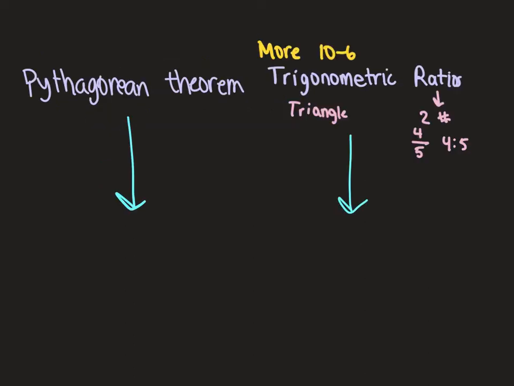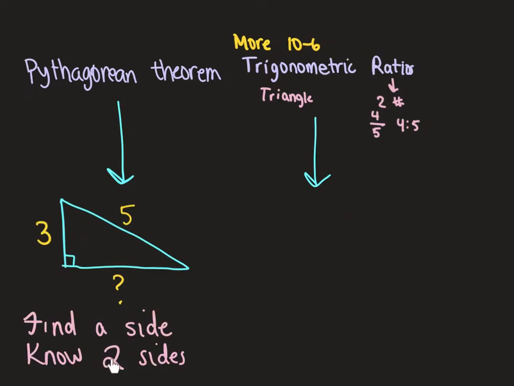All right, so let's think back to Pythagorean theorem. A squared plus b squared equals c squared. When am I going to use that? Well, I'm going to use it when I have a right triangle. And I'm going to use it when I know two sides. Maybe I know 3 and 4, but I don't know the third side. Or maybe I know 3 and 5, but I don't know this leg. So the Pythagorean theorem is going to help me find a side when I know two sides. We know two sides, and it's going to help us find the third side.